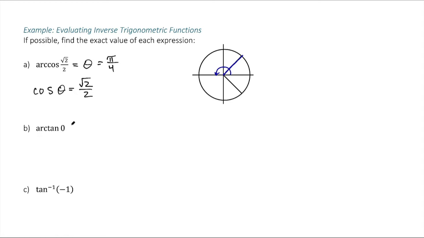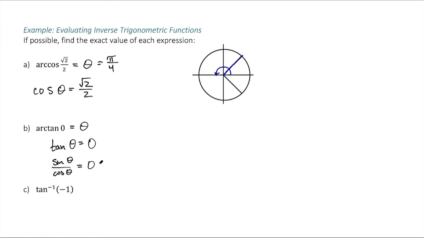The arctangent of 0, this is equal to an angle. And this means that the tangent of the angle theta is equal to 0. So we want to know, when does the tangent equal 0? And we need to remember that our arctangent will only give us a value between negative pi over 2 and positive pi over 2. So looking at this, this is sine over cosine.